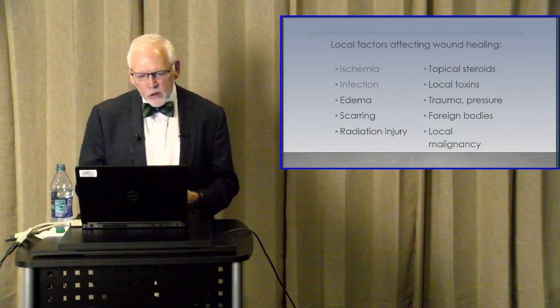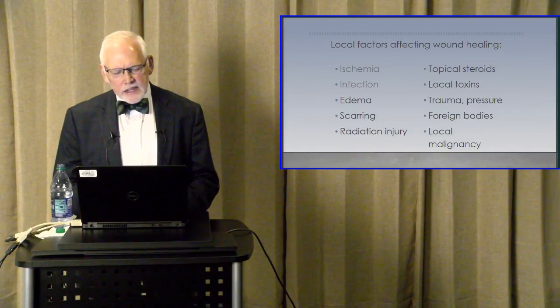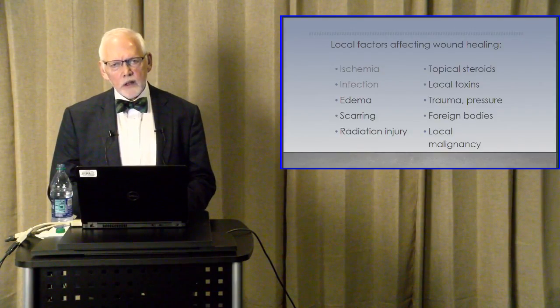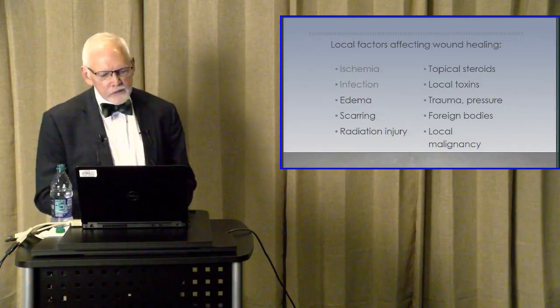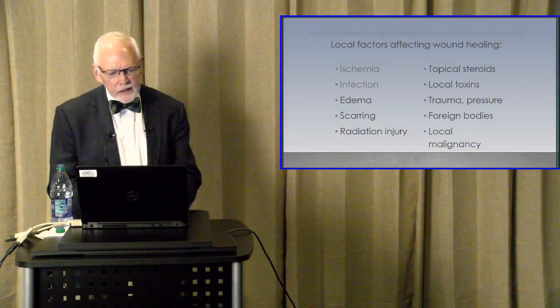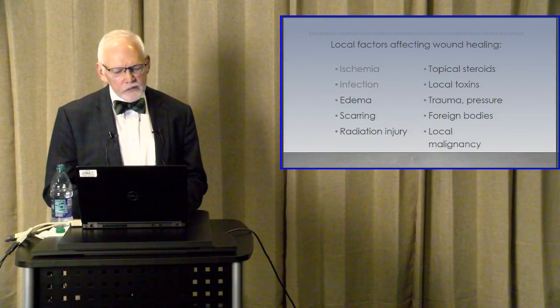So what are local factors that affect wound healing? Ischemia is important. You know, it's something that we always try to keep in mind in the wound center because it's so commonly involved not only in arterial ulcers, but it's also a contributing factor for both diabetic ulcers and for venous leg ulcers, not uncommonly.